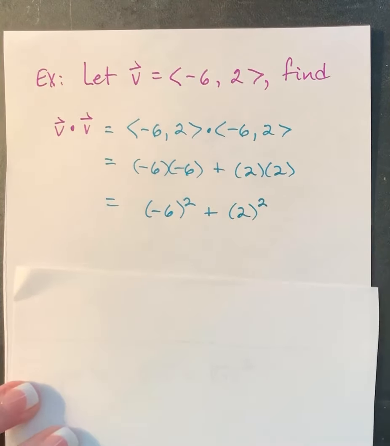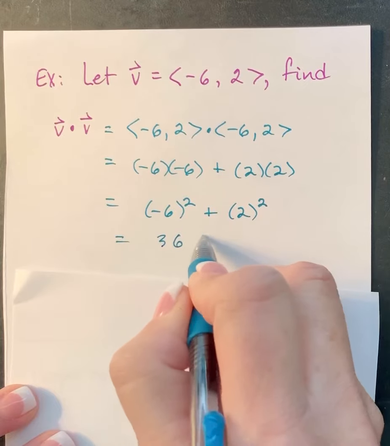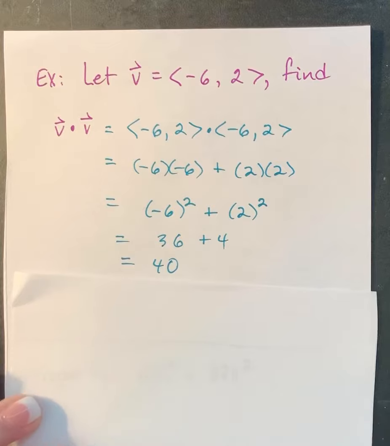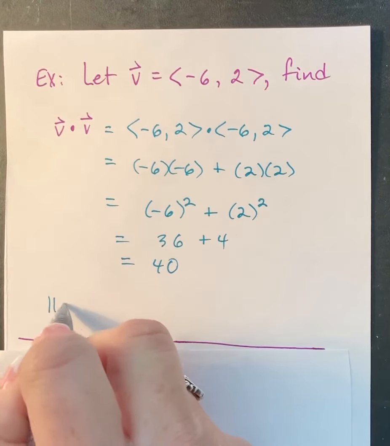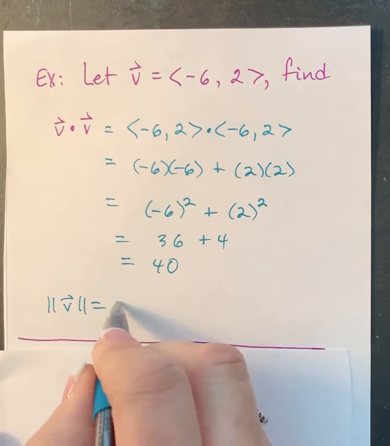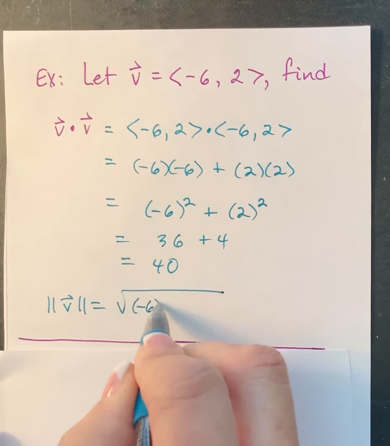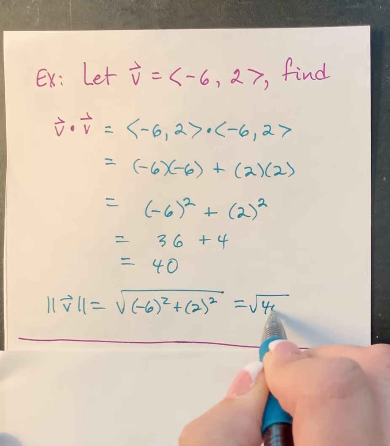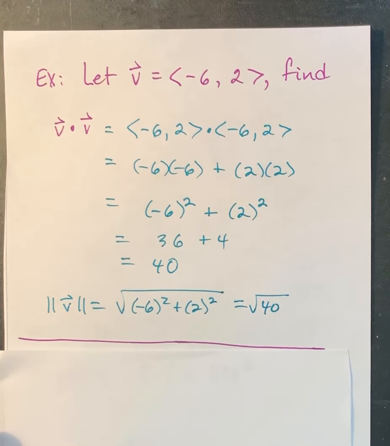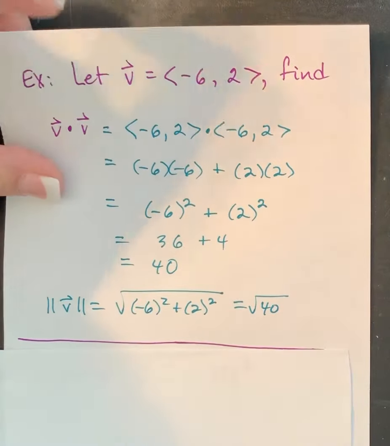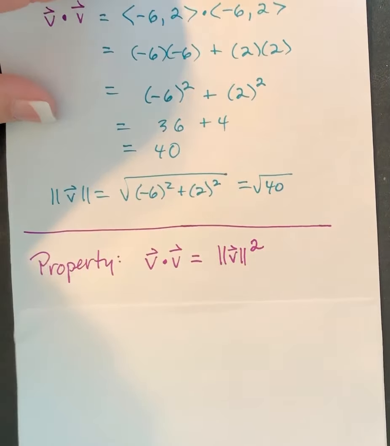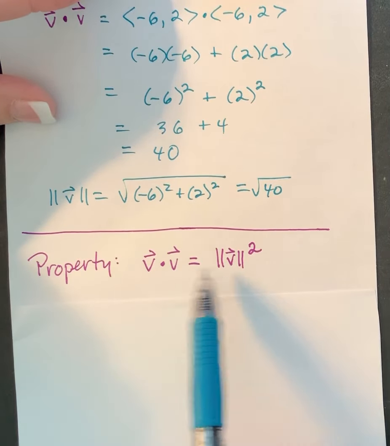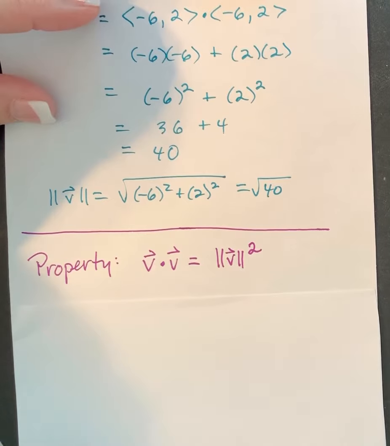Now, in this particular case, it would work out to be 36 plus 4, and the dot product would equal 40, all right? If you do the magnitude of the vector, that would be the square root of -6 squared plus 2 squared, or the square root of 40. Okay, so this just leads you to one property that we'll mention. There's many properties, but we'll just mention this one, that if you do a vector dot itself, that's the same thing as its magnitude squared.